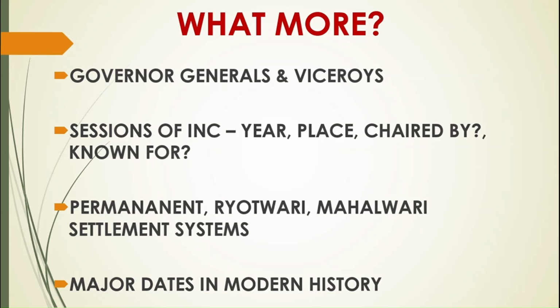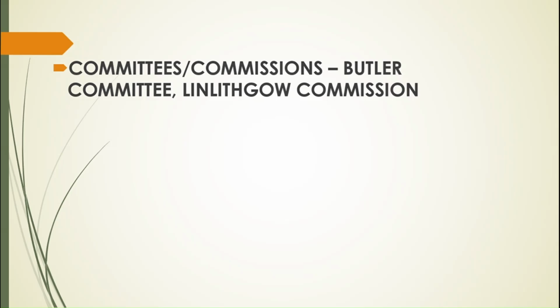The first one is governor generals and viceroys. Second is sessions of INC, year, place, chaired by whom and known for what. I've already shown you how to make it. I'll also show you the PYQ. Then permanent, Ryotwari, Mahalwari settlement systems, and major dates in modern history. The last, committees, commissions, okay? So this you will have to note down when you're reading the book itself. You will come across different committees and all, so please note them down.